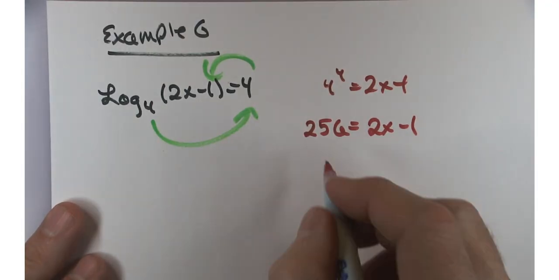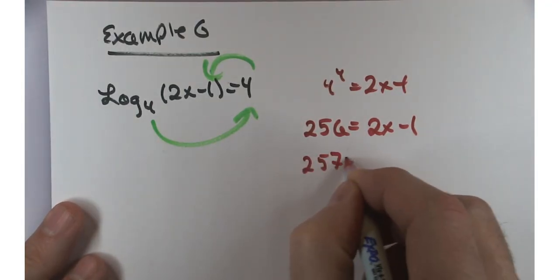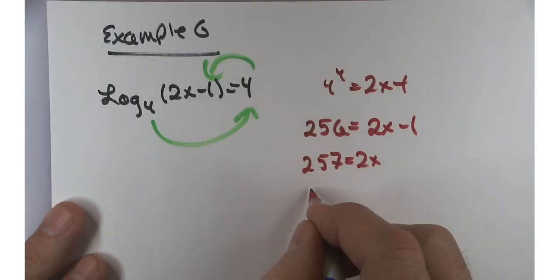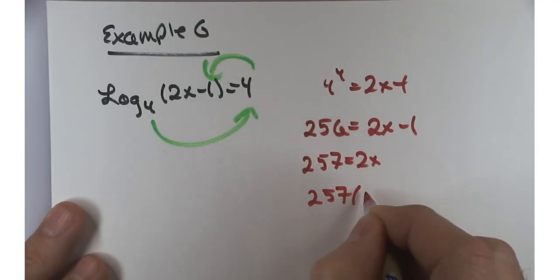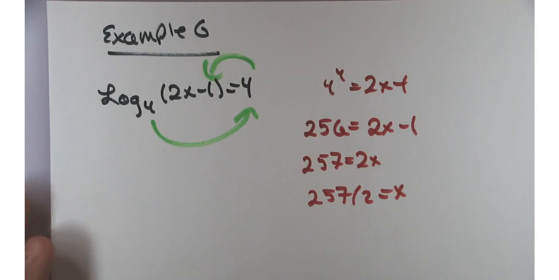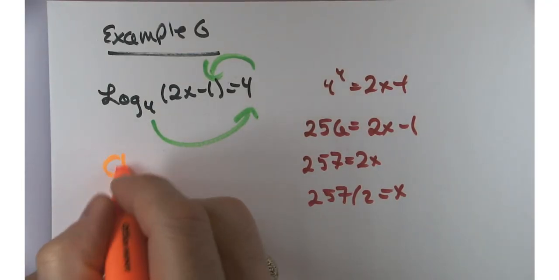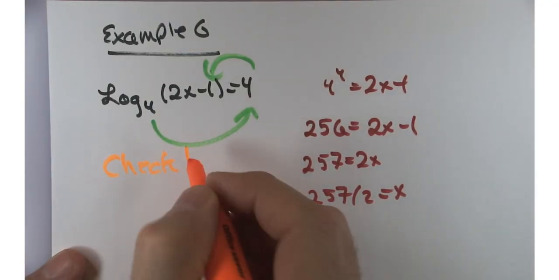Add 1 to both sides. 257 equals 2x. Divide by 2. 257 divided by 2 equals x. Perfect. Charlie? Ah, thank you, sir. Yeah, we got to check it. You have to check it.